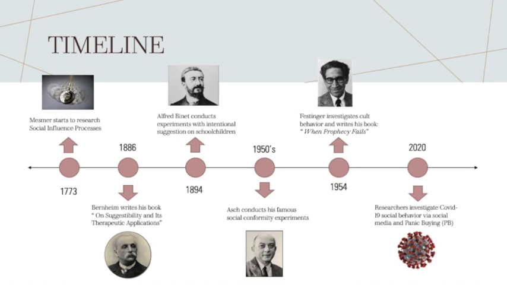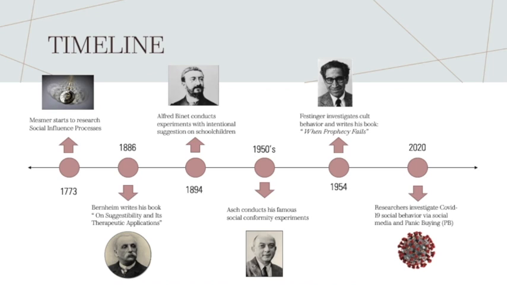The timeline. It starts in 1773. Mesmer starts to research social influence processes. Then there's a big jump to 1886, where Burnham writes his book on suggestibility and its therapeutic applications that we'll be investigating more later. Then we have the famous Alfred Binet in 1894. He conducts experiments with intentional suggestion as opposed to unintentional suggestion on school children.